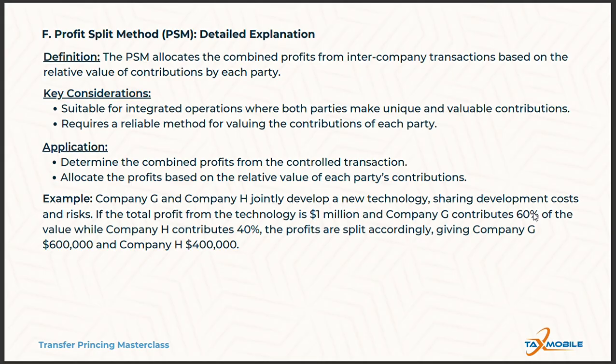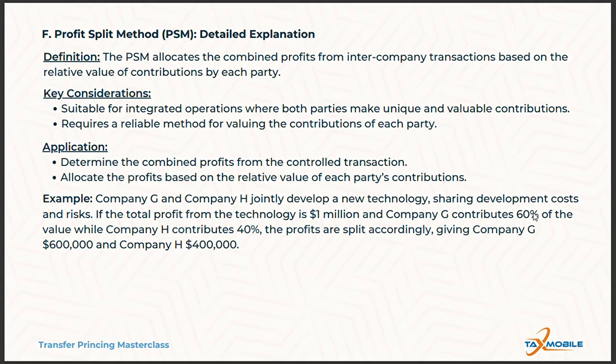Now, how do we use this? The application. One, you need to identify the combined profits. Calculate the total profit earned from the controlled transactions between the related parties. Evaluate each party's contribution. That means analyze the value of each party's contribution, including the functions performed, assets used, and risks assumed. Determine the profit split. So allocate combined profit based on the relative value of each party's contribution.